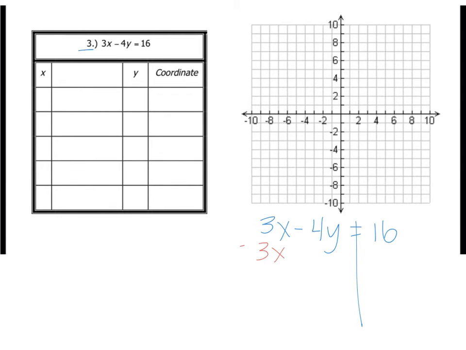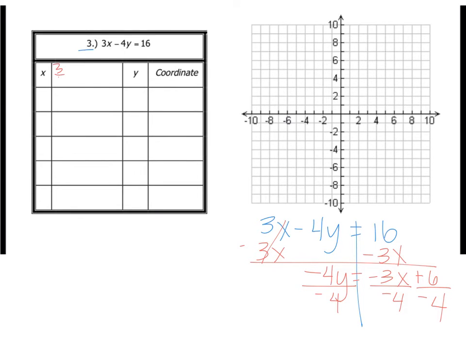We're going to start by subtracting 3x from each side. So now I have -4y equals -3x plus 16. Then I'm going to divide by -4, and I end up with y equals +3/4 x, because a negative and a negative makes a positive. And then I have a +16 divided by -4, which makes -4.